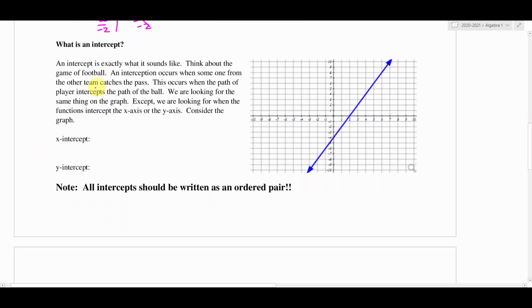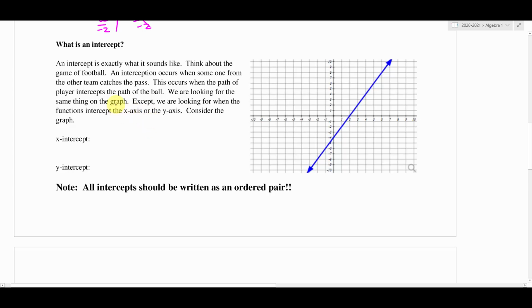All right, guys, so now we're going to start talking about the next concept of this lesson, and that is, what is an intercept? Because our goal is to start describing graphs, and one of the key features that we see in most graphs of functions are the intercepts, and an intercept is exactly what it sounds like.